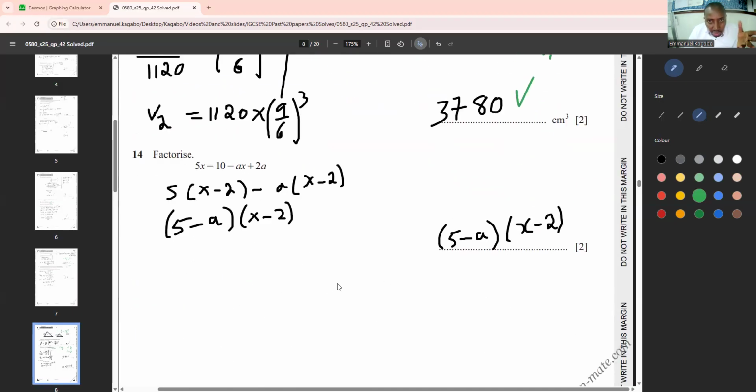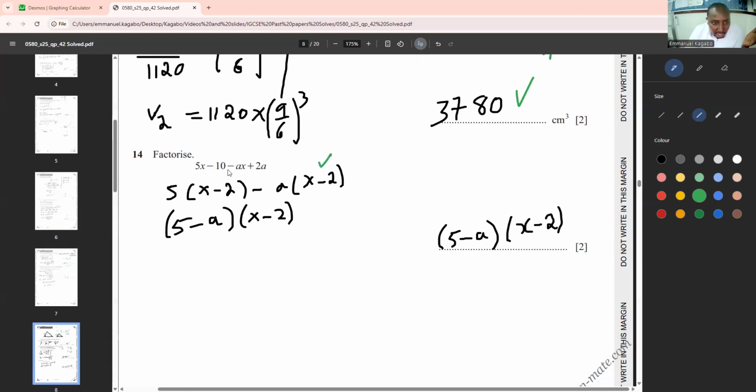Okay? Next question is about factorizing. Factorize 5x minus 10, ax plus 2a. Okay? So, we need to collect like terms if it's needed, but this time it's not needed. What's the common factor for 5x and 10? It is 5, with x minus 2 inside. What about here? The common factor is a, with x minus 2 inside.